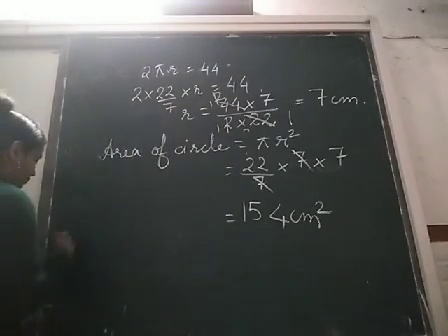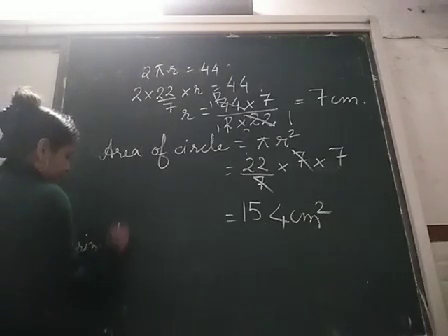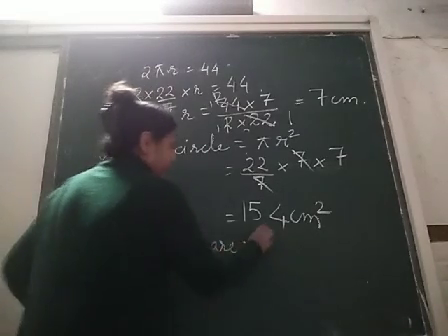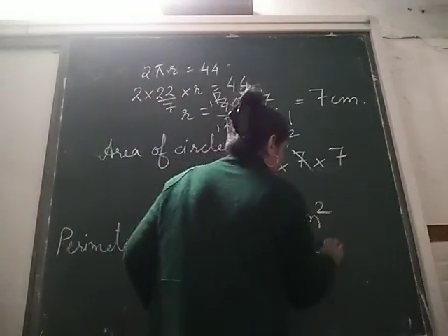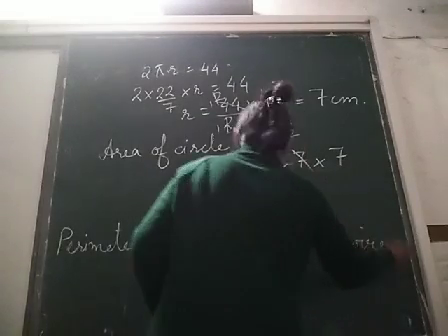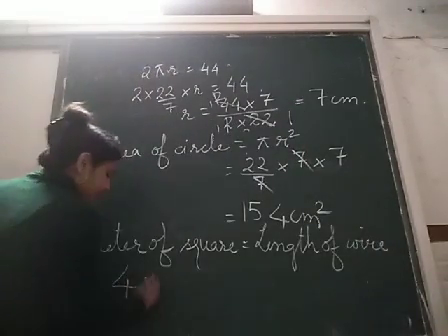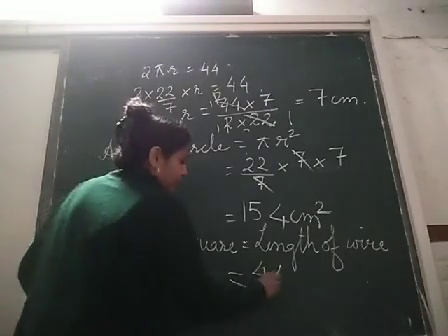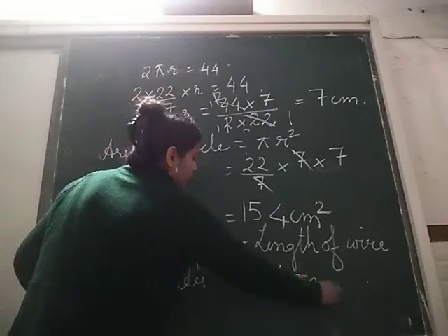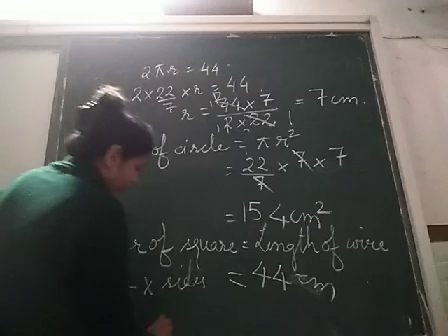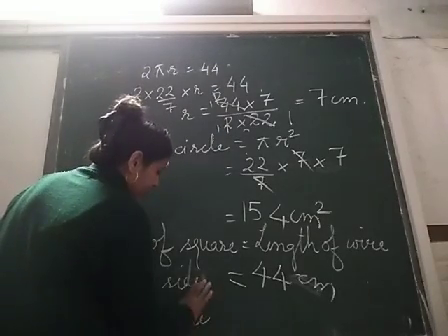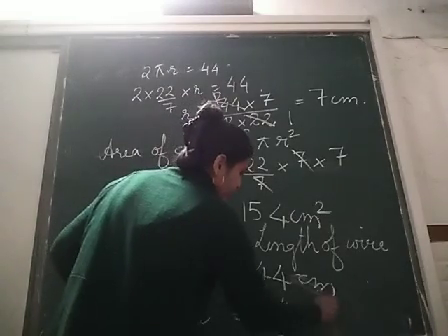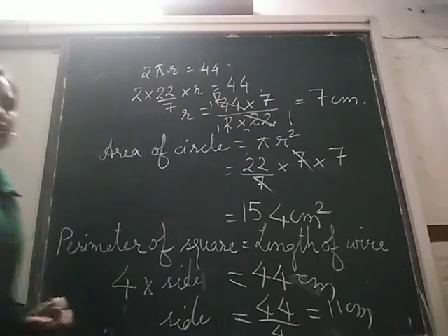So we write perimeter of square, which is equal to length of wire. Perimeter of square means 4 into sides. That is, 4 into sides is equal to the length of the wire, which is how much? 44 centimeters. 4 shifts that side. So each side is equal to 44 divided by 4, which is equal to 11 centimeters.